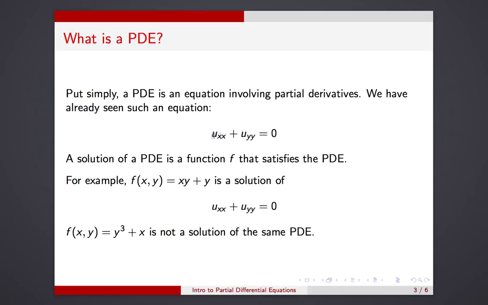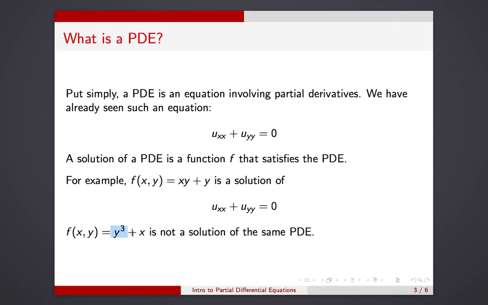So a solution of this PDE is, again, any function whose second derivative with respect to x plus the second derivative with respect to y is 0. So here is such a function. If you partial this guy with respect to x twice and you partial him with respect to y twice, you get 0 for both things. So this is sort of a cheap way to generate a function which is a solution of this equation.